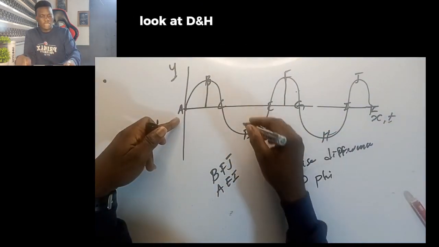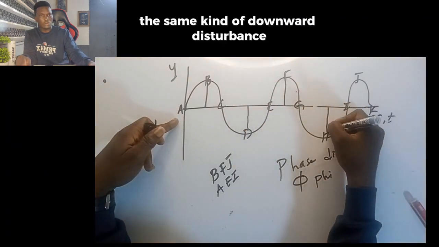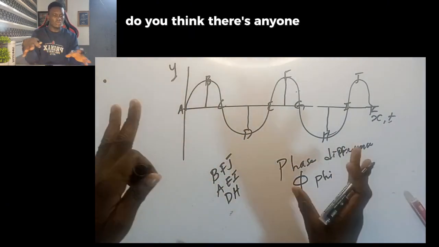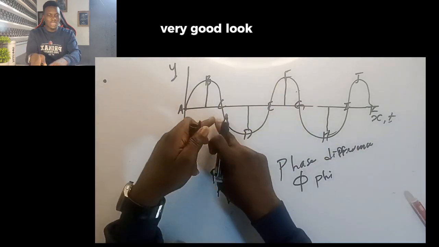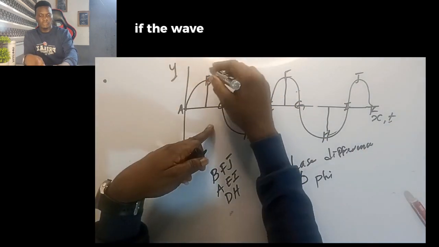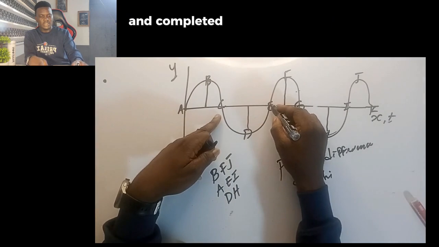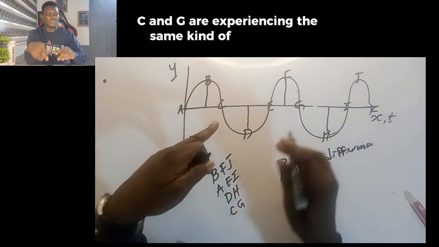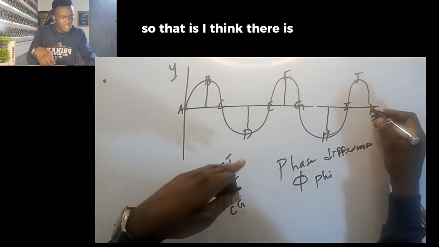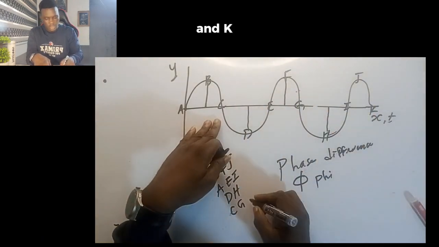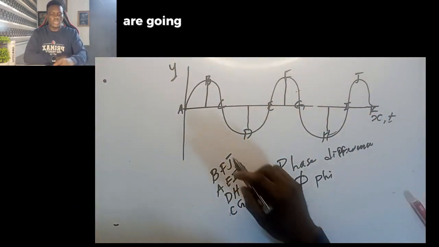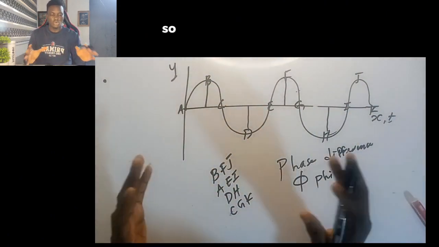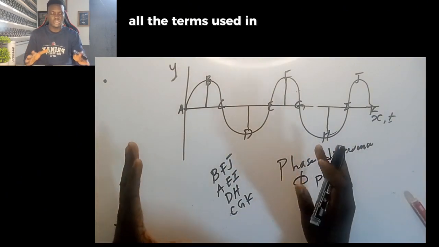Look at D and H. They are going to experience the same kind of downward disturbance. So D and H are also said to be in phase. Do you think there's anyone that is also in phase? Very good. Look at C and G. If the wave moves half a circle and completes its circle, C and G are experiencing the same kind of disturbance. I think there is K here. So that should be C, G, and K. So C, G, and K are going to experience the same kind of disturbance. So that is what we're talking about. So we have described all the terms used in describing wave.